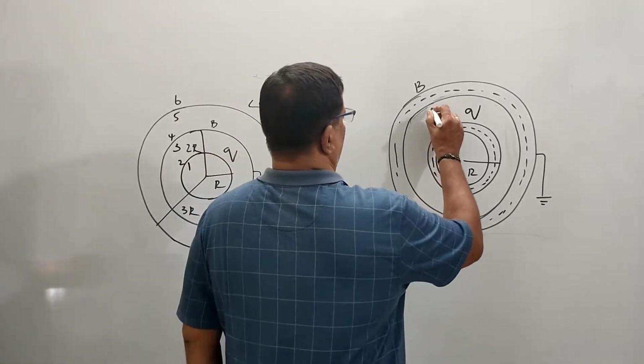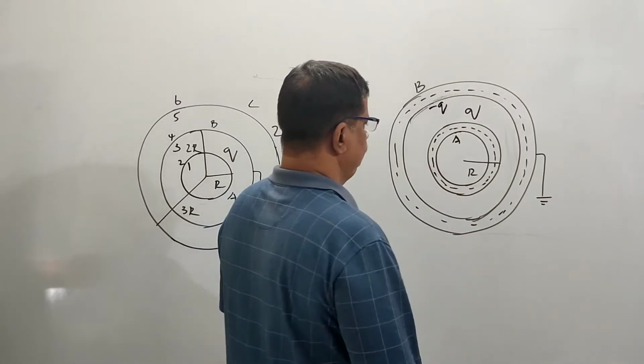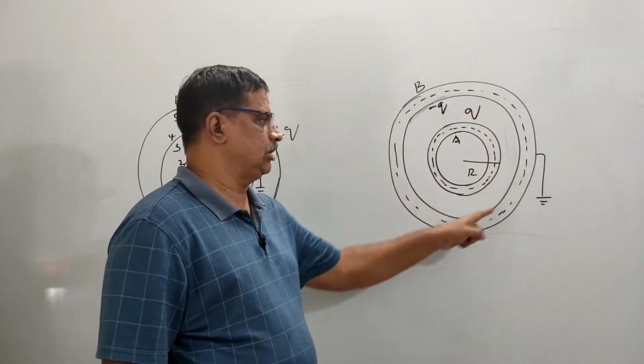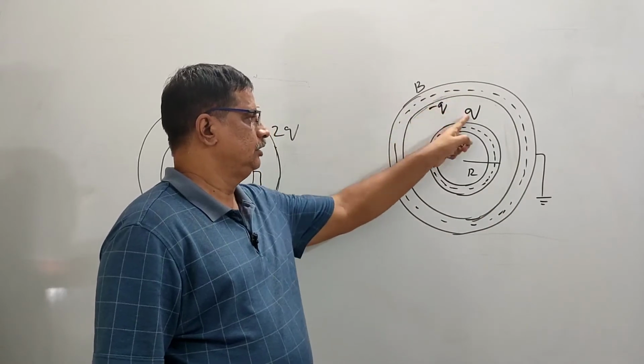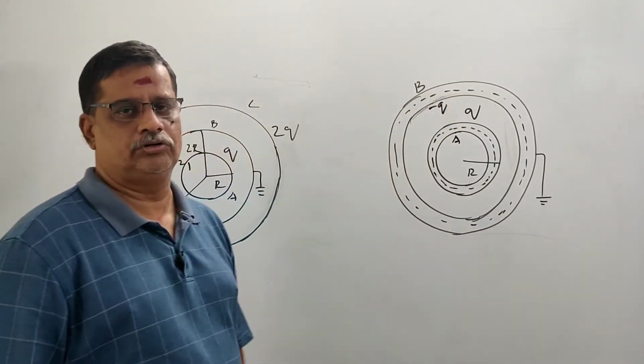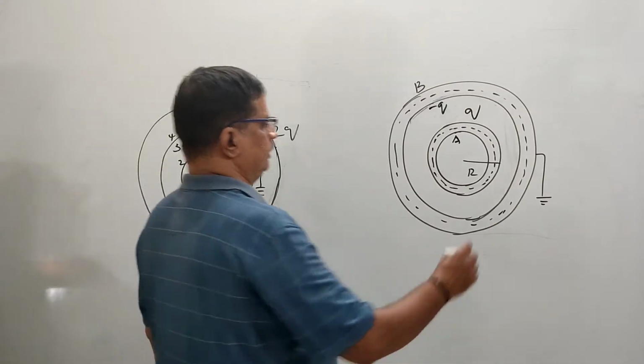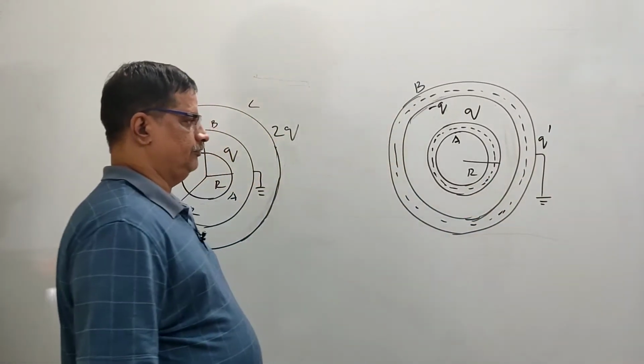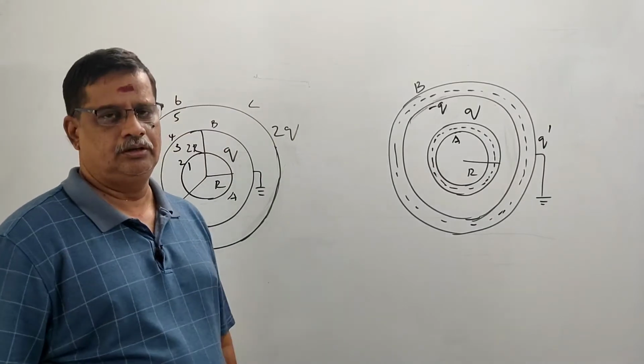So here a charge minus Q will appear, so that the net charge enclosed by the Gaussian surface which I had drawn through the material of B is minus Q plus Q, which is equal to 0. Now we assume that the charge Q dash has appeared on the outer surface of B.